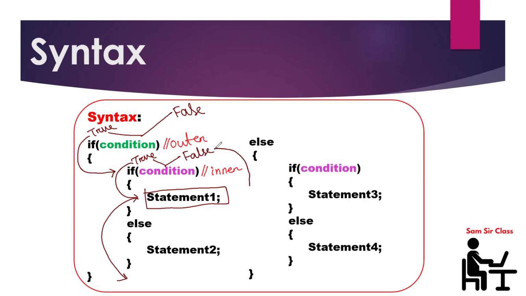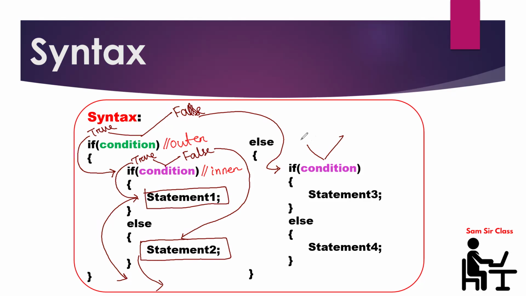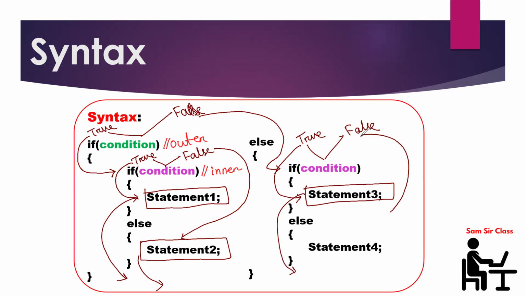But if it returns false, that means the control will enter the else block and it will execute the statement, and it will go out. But what happens if the outer if block returns false? That means the control will enter the else block and its own local if block will be evaluated. If it returns true, that means the if block will be executed and then goes out. If it returns false, then the control will enter the else block and it will execute the statement, and it will go out.